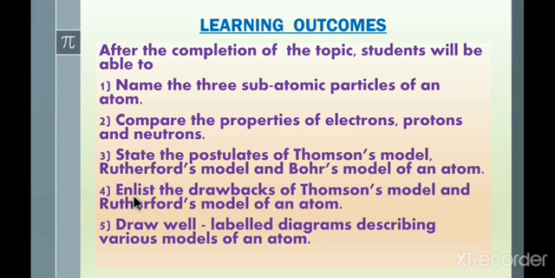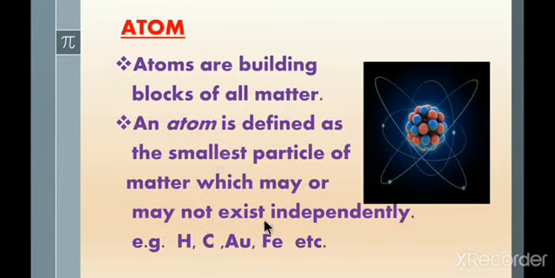Number 3, state the postulates of Thomson's model, Rutherford's model and Bohr's model of an atom. Number 4, you will be able to enlist the drawbacks of Thomson's model and Rutherford's model of an atom, means why these two models failed. Number 5, you will be able to draw well-labeled diagrams describing various models of an atom like Thomson's, Rutherford's and Bohr's model of an atom.